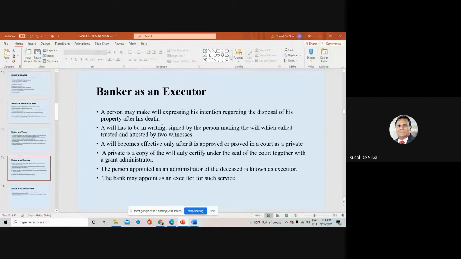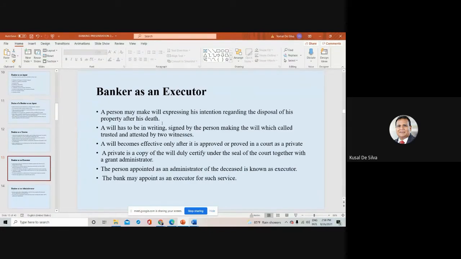So then, as per the letter of probate, the court can appoint the bank as executor. Then the bank has to manage the property or dispose of the property as per the last will or as per the letter of probate of the person who died. So this is a simple operation, not a simple operation. I would say it's a complex operation. But again, the bank will also get a fee for this operation.